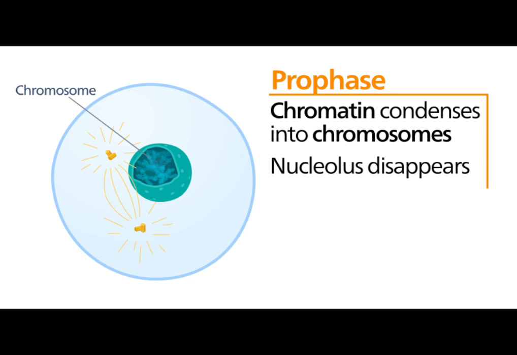The next phase after interphase is called the prophase. During the prophase, 3 major events occur. Number 1, the chromosomes condense to become very thick and visible. Number 2, the nuclear membrane disappears. And number 3, spindle fibers are formed.